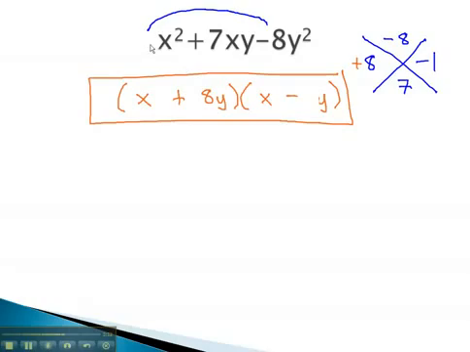Again, this shortcut is nice, but it only works if we have a 1 in front of the x squared.